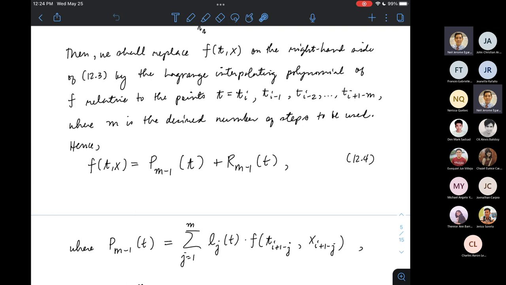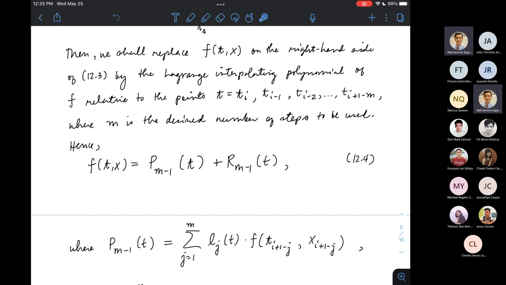So the idea here is we will replace f by the Lagrange interpolating polynomial that passes through the following time steps: t sub i minus 1, t sub i minus 2, hanggang t sub i plus 1 minus m. Alright? So there would be a total of m points to be considered. Magdi-decide ka kasi from the beginning ilang time steps yung gusto mong gawin. So that will be your value of m.